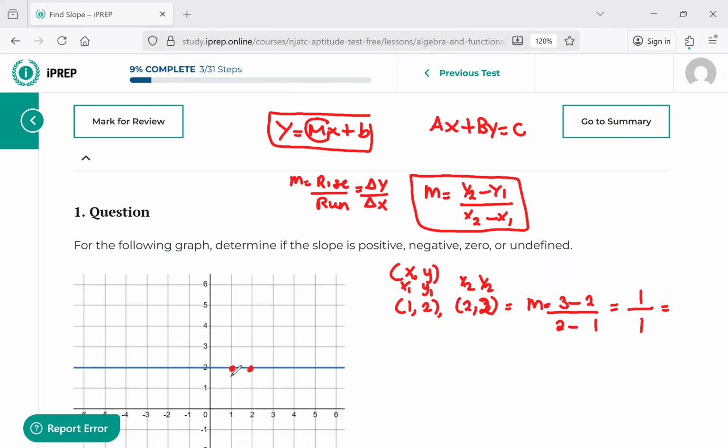Wait, 1 comma 2, 2 comma 2. Ah, I messed up again. Why did I put a 3? Where's my mind?